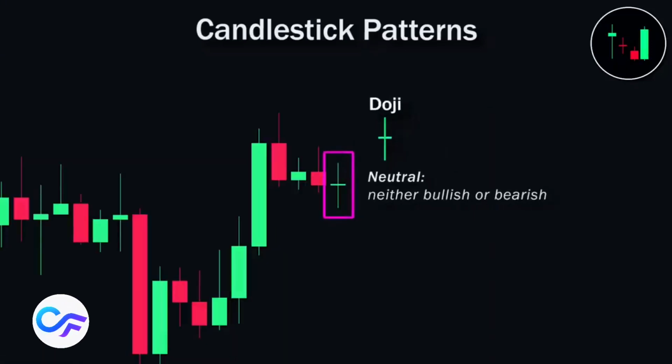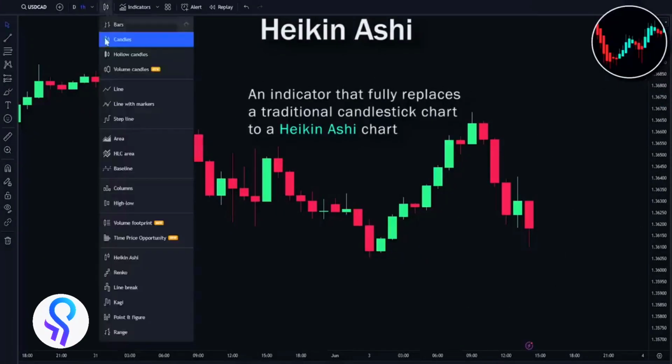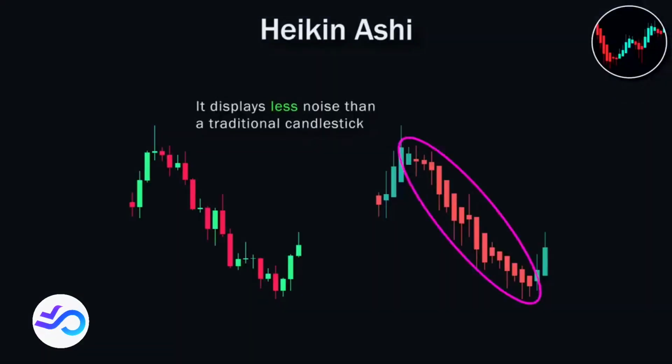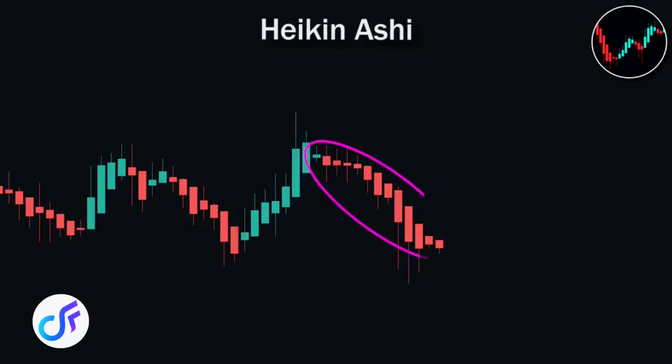the market. Heikin-Ashi. It is an indicator that fully replaces a traditional candlestick chart to a Heikin-Ashi chart. When applied, it tends to give less noise than a traditional candlestick. A green Heikin-Ashi candle signals that the price is on an uptrend, and a red Heikin-Ashi candle signals that the price is on a downtrend.